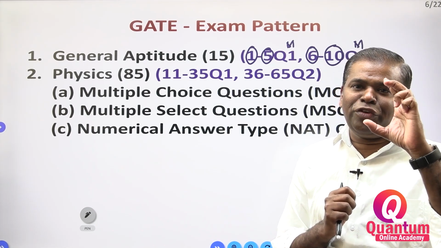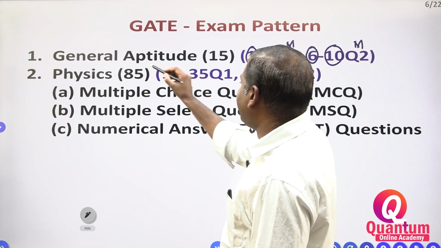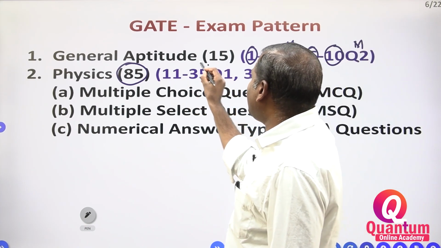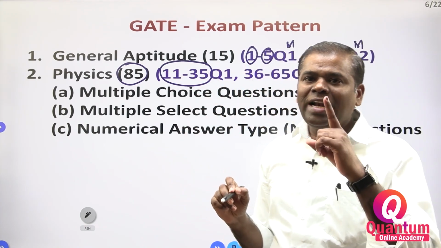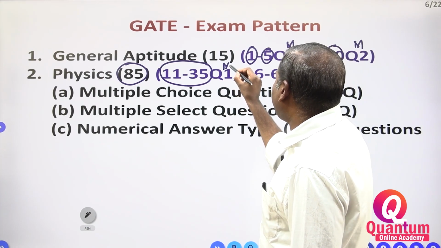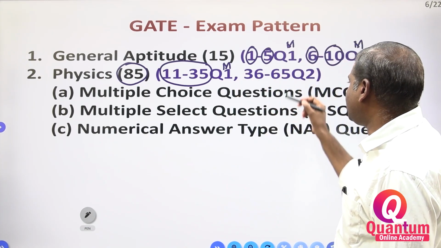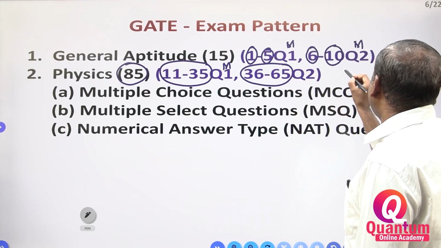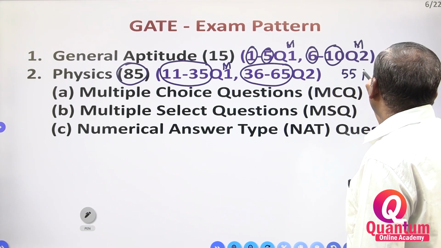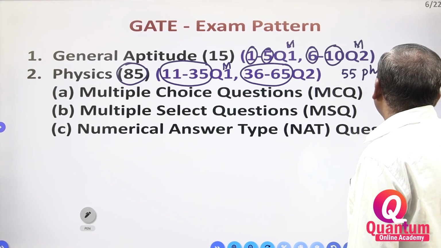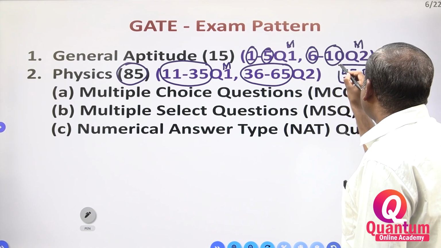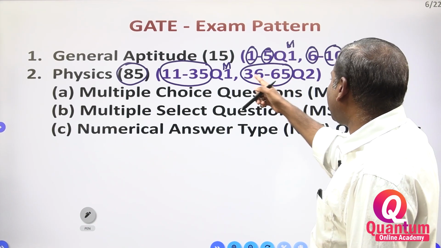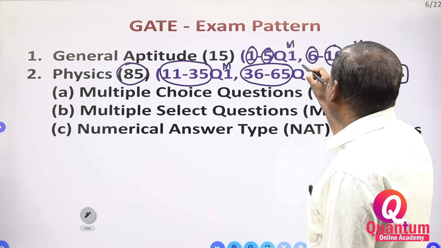Total marks is 85 marks for physics. What is the weightage? 85 marks. For physics, total you get 85 marks. Question number 11 to 35, you will get 1 mark questions. Question number 36 to 65, total here also you will get 55 questions only. From physics, you are getting total 55 questions only. 10 questions, general aptitude questions you will get. So, 36 to 65, 2 marks questions are there.